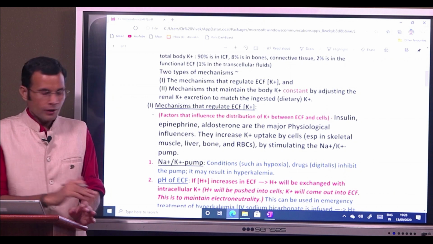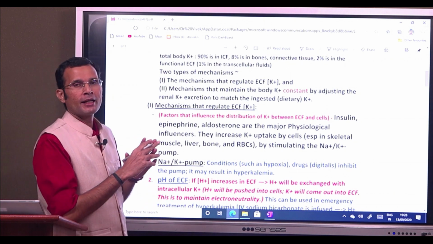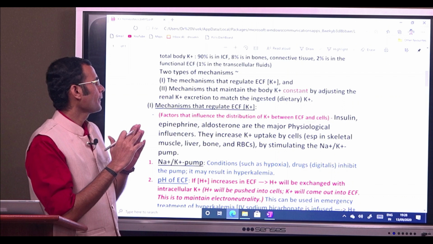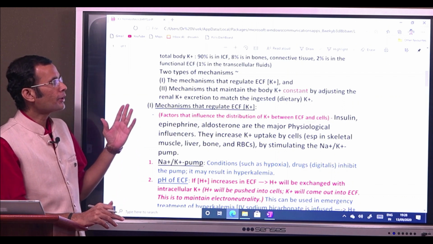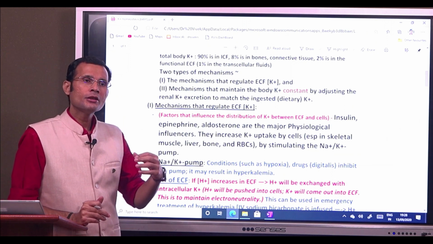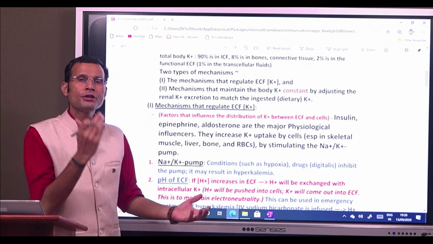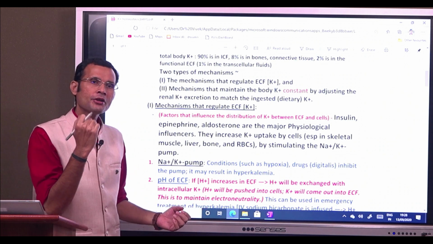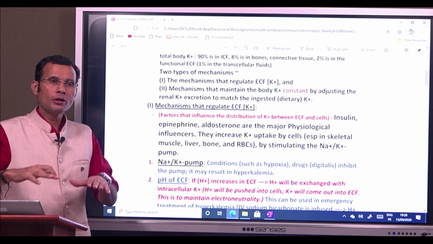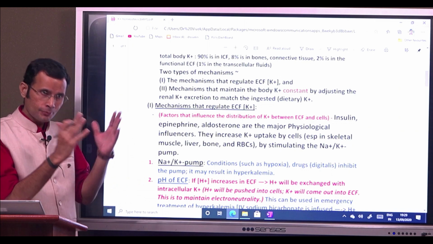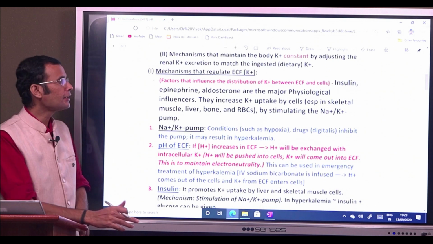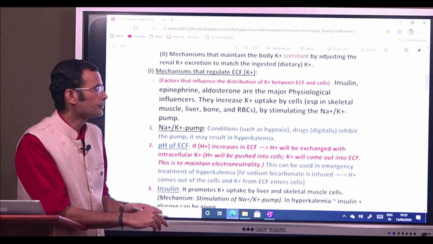Right. And as I mentioned, there are two types of mechanisms. One, the mechanisms that regulate ECF potassium, and two, the mechanisms that maintain the body's potassium constant by adjusting the renal potassium excretion with the dietary intake of potassium. So dietary intake and renal excretion are balanced by the body in order to maintain the body's potassium levels as a whole. Right, so let's see the first one, mechanisms that regulate ECF potassium concentration.